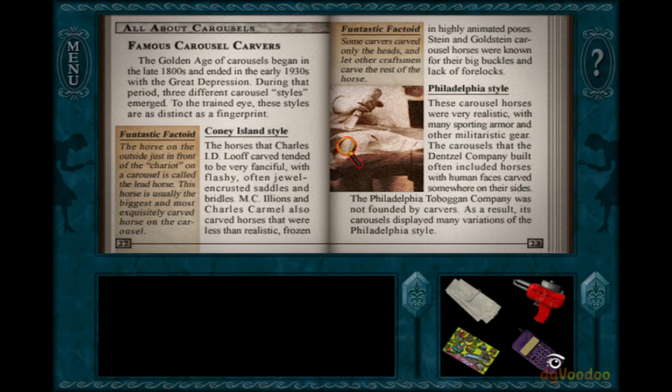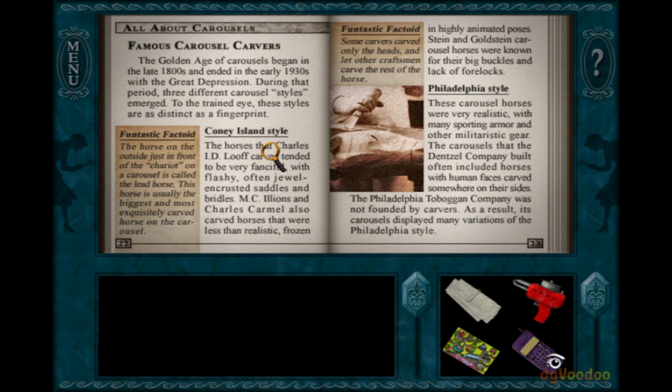Famous carousel carvers. The golden age of carousels began in the late 1800s and ended in the early 1930s with the Great Depression. During that period, 3 different carousel styles emerged. To the trained eye, these styles are as distinct as a fingerprint. Fantastic factoid: the horse on the outside, just in front of the chariot on a carousel, is called the lead horse. This horse is usually the biggest and most exquisitely carved horse on the carousel.